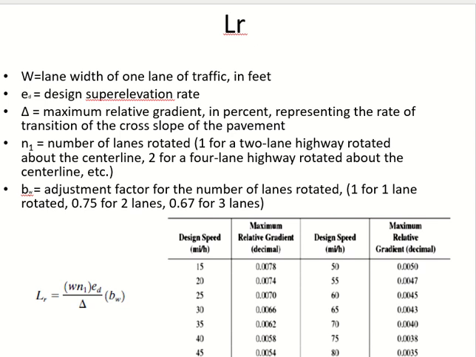How much? What is the design super elevation? 0.06. Did they say it is design super elevation? Maximum super elevation. So there is a difference between them. Maximum means you cannot go above this value, but your design value can be anything between this value or less.